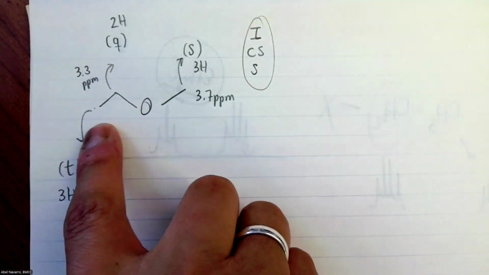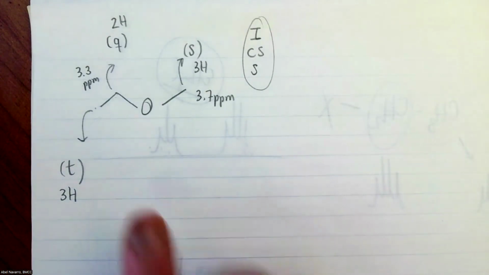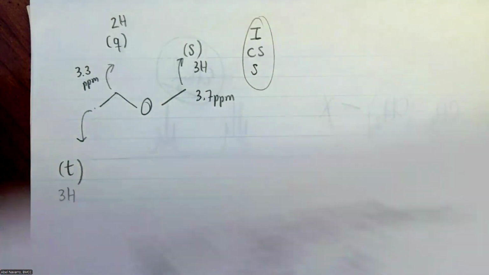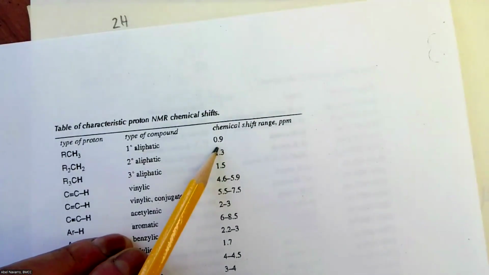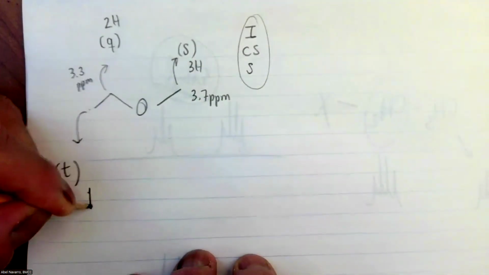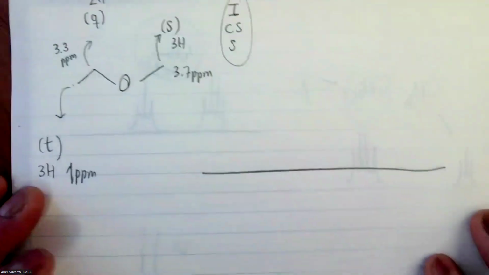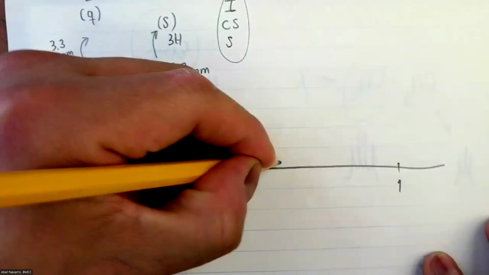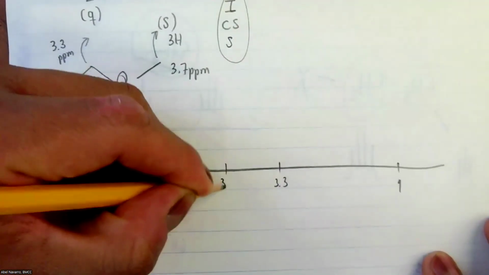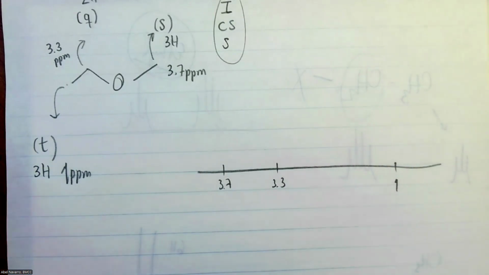This one now is farther away from the oxygen, so a conventional CH3 would be about 1 ppm. That one is fine, 1 ppm. So if I have my spectrum, I will have here my 1 ppm, 3.3, and here 3.7. That's okay. You can play with the ruler. It doesn't have to be a conventional ruler.